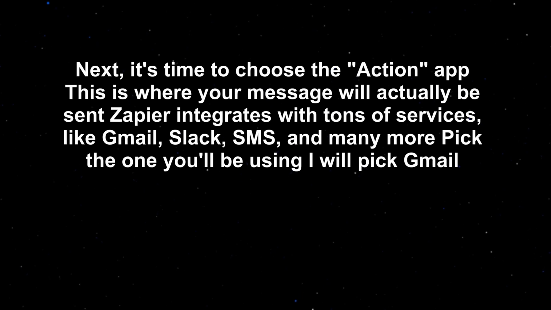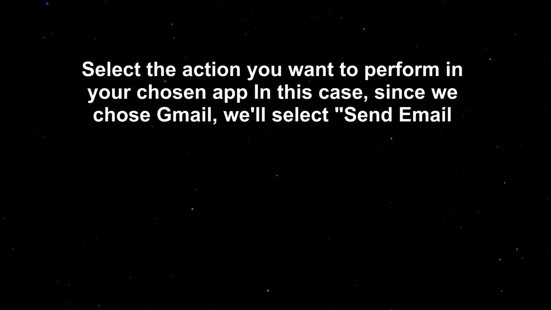Next, it's time to choose the action app. This is where your message will actually be sent. Zapier integrates with tons of services like Gmail, Slack, SMS, and many more. Pick the one you'll be using. I will pick Gmail. Select the action you want to perform in your chosen app. In this case, since we chose Gmail, we'll select Send Email.